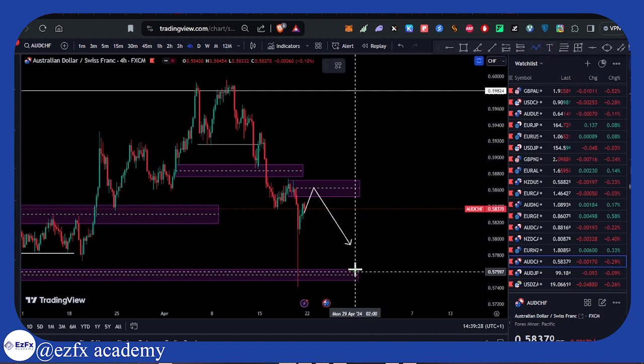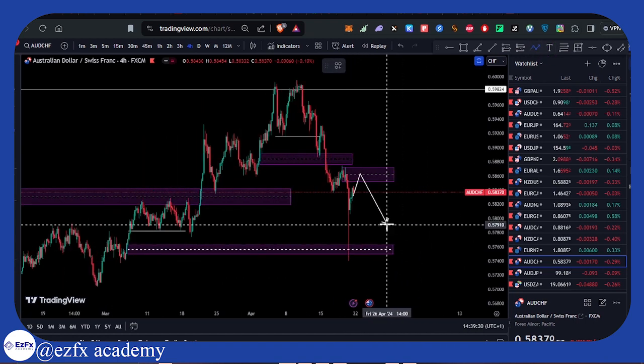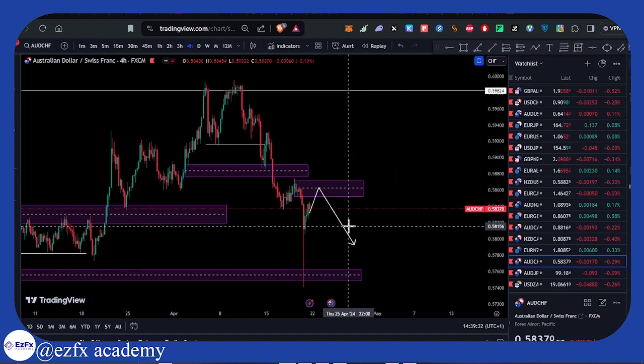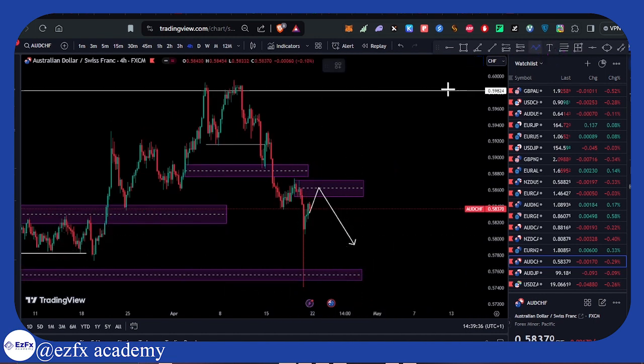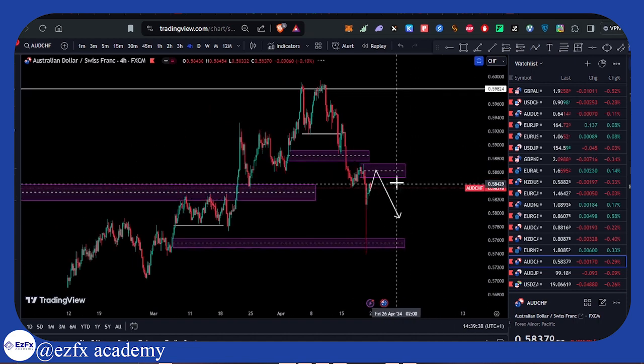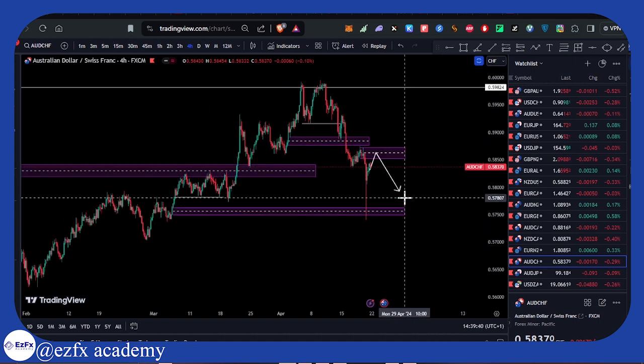But overall, especially because of this candle that we saw here, this very, very strong rejection candle, I'm watching out for price to turn bullish very, very soon on AUD CHF. So I hope that is clear for these commodities and pairs that we've looked at for today.